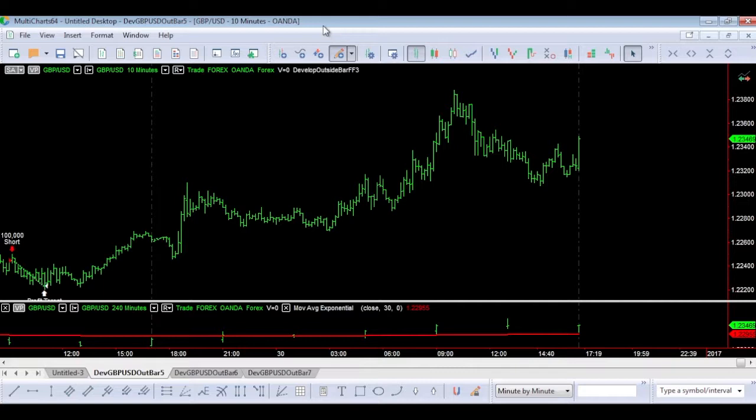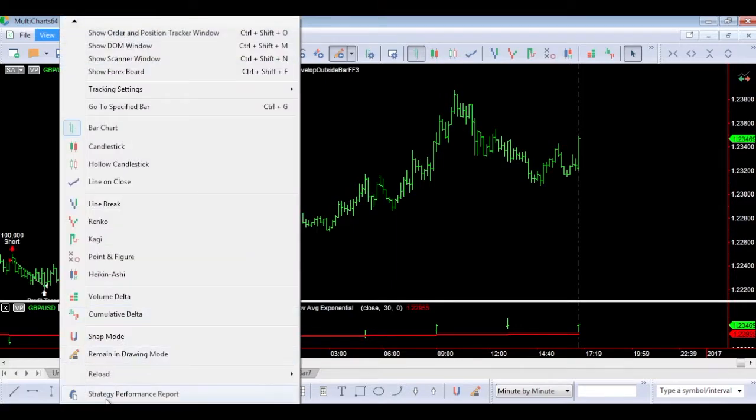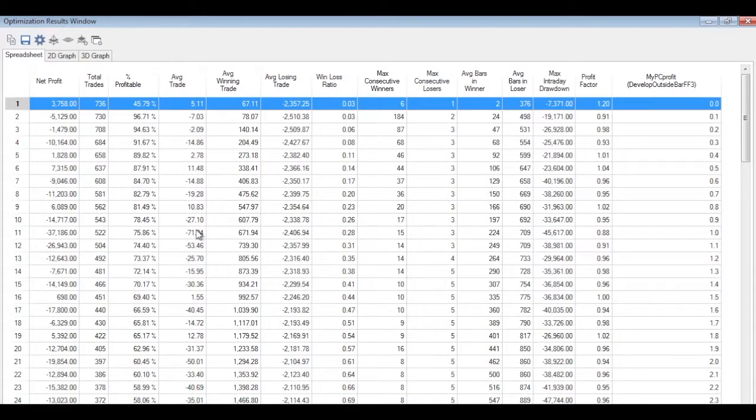So first of all, I'm going to run a quick optimization. We're going to look at trading all hours of the day, no stop loss, and we're just going to run a quick optimization on a profit target to see if there's a decent area. And here's the report showing the optimizations.